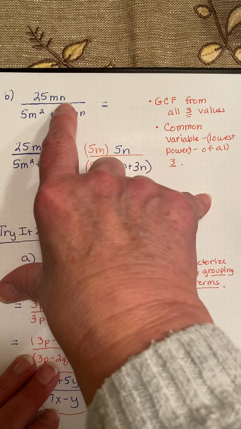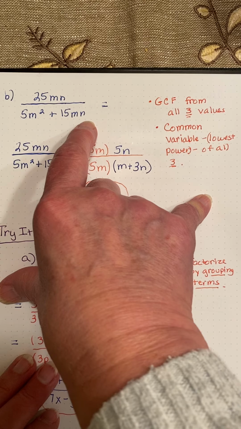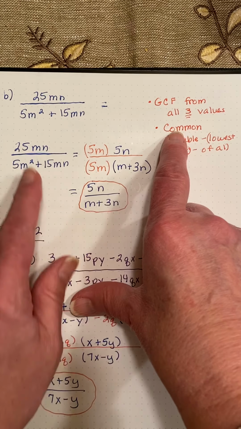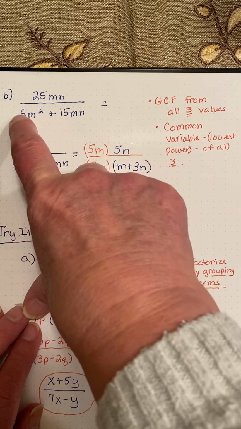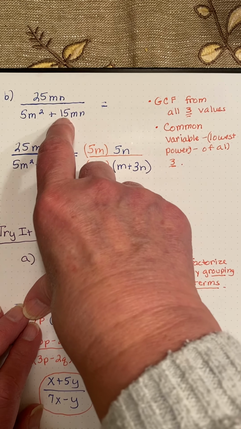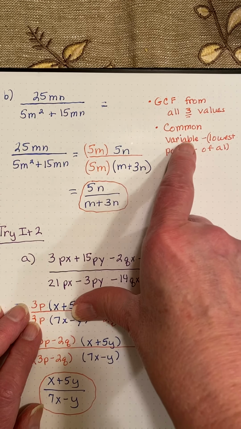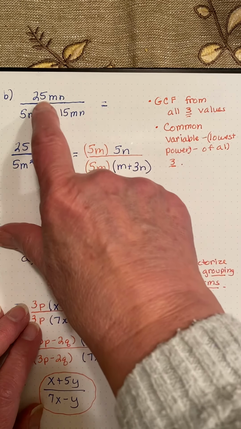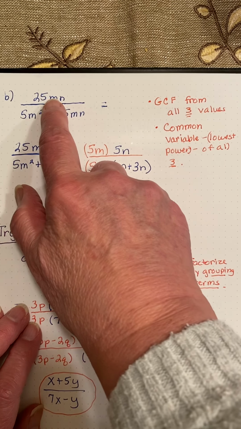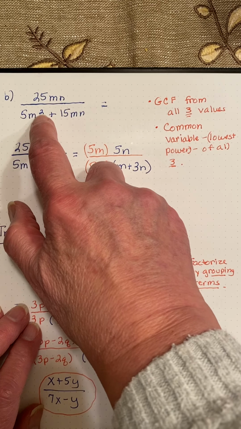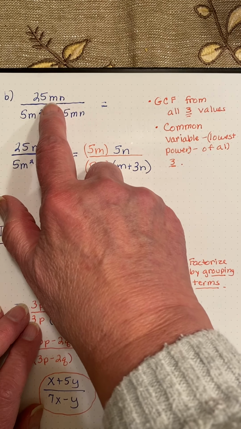Here we have 25mn over 5m to the second plus 15mn. So now I'd have to decide the greatest common factor for all 3 of those values. So between 5, 25, and 15, my greatest common factor is going to be 5. Again, the common variables, I have 3 m's now, so I can take out m, just plain m. M to the second is the highest. I just have singles here, so I can take out an m.